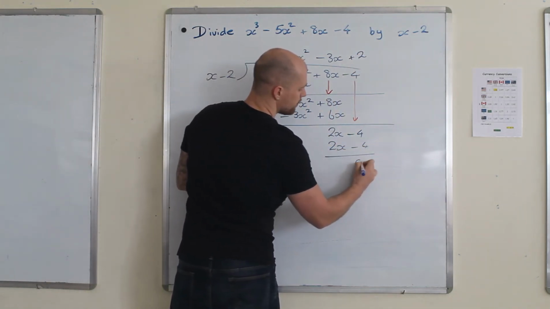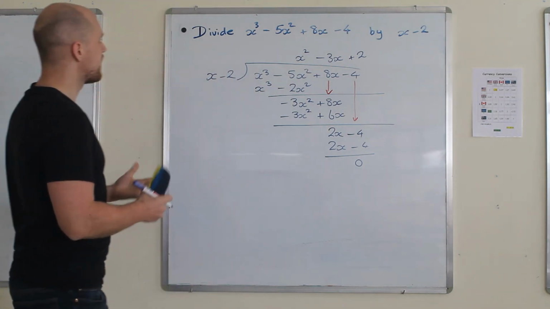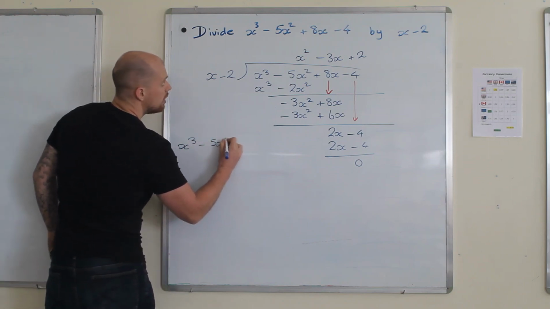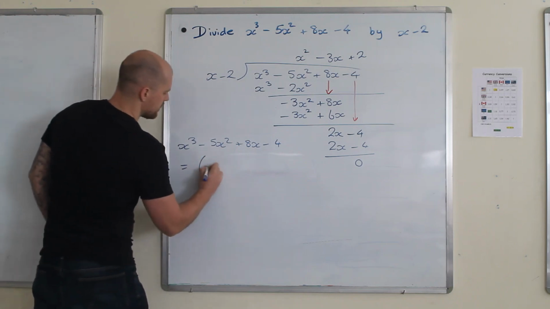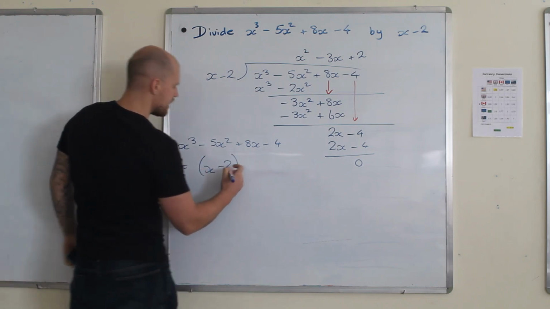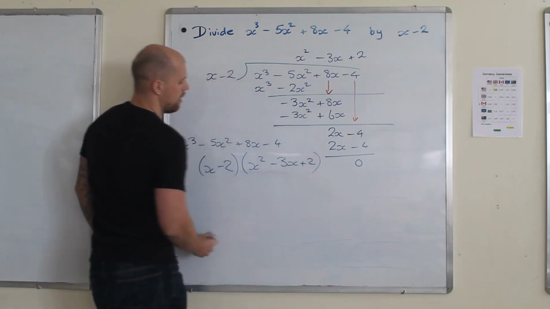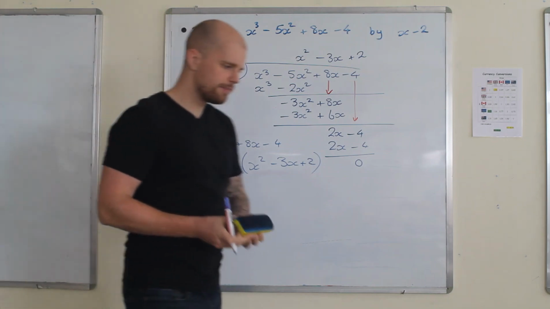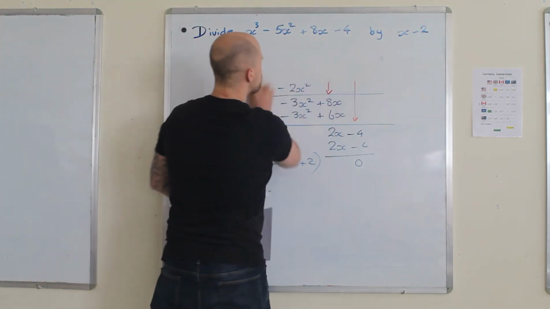I'm left with nothing. Now this is a very long-winded way of basically doing factorising. So I can say that x cubed minus 5x squared plus 8x minus 4 equals, in my first bracket x minus 2, and in my second bracket x squared minus 3x plus 2. Okay, and you can expand them out. If you expanded these two brackets out, this is what you get. Let's do another example. Okay, let's do one more example.